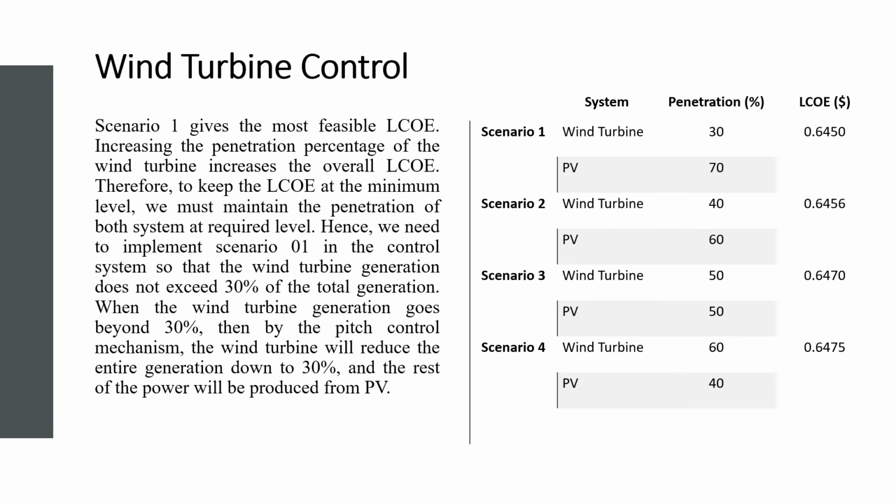So we need to implement scenario 1 in the control system so that the wind turbine generation does not exceed 30% of the total generation. And when the generation of the wind turbine goes beyond 30%, then by the pitch control mechanism of the control system, the wind turbine will reduce the generation down to 30% again, and the rest of the generation will come from the PV cell.